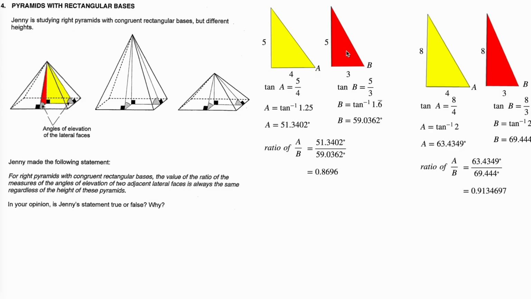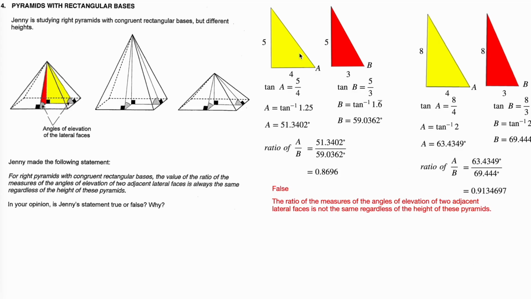When we change the height, the ratio changes. So Jenny's conjecture that the value of the ratio of the measure of the angles of elevation of two adjacent lateral faces is always the same, regardless of the height of these pyramids, is false. The ratio of the measures of the angles of elevation of two adjacent lateral faces is not the same, regardless of the height of these pyramids.